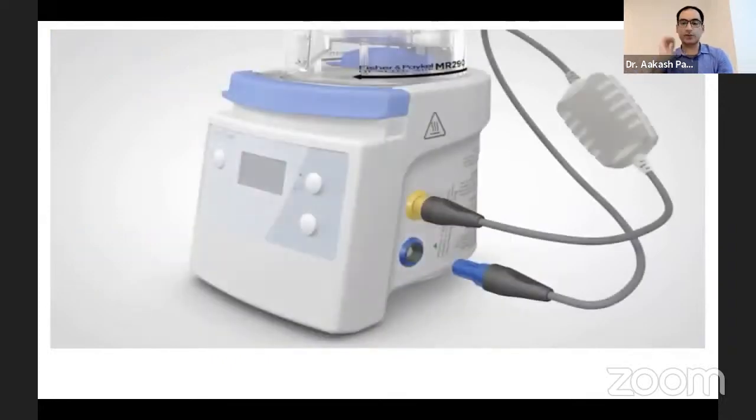Sometimes this heater wire may also be there in the expiratory limb. That is, both the inspiratory and expiratory limbs can have a heated wire, but usually we see it only in the inspiratory limb.